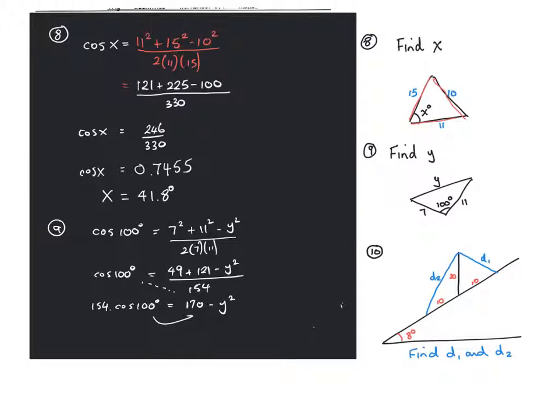49 plus 121 is 170, I believe. Remember, these two will switch places. So we get y squared equals 170 minus 154 cos 100. So when you go to your calculator, we get 196.74, and we take the square root, and we get y equals 14.03.